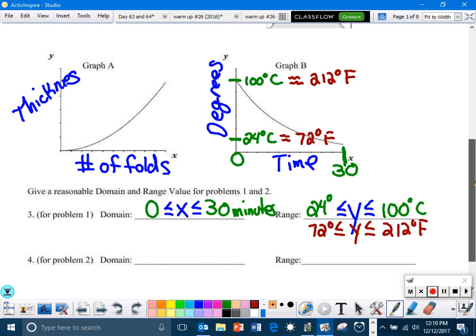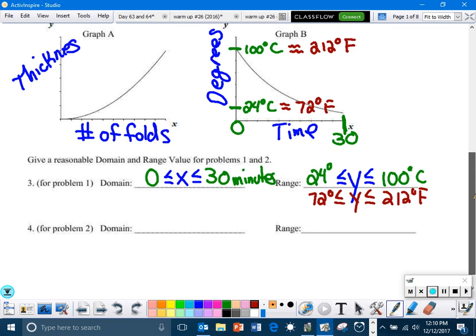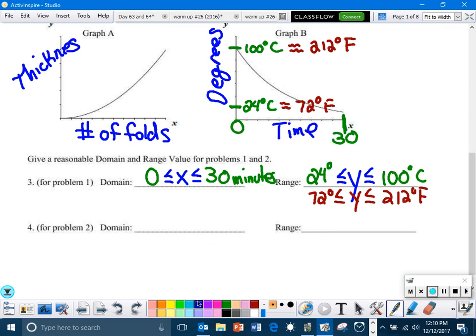Okay, the next one, this is for folding the piece of paper. So again, X for the domain is in the middle, and the range Y is in the middle. So number of folds. I don't know if you've ever tried it, but you can only fold a piece of paper so many times. Okay? The best I could do was 6 folds. So 0 to 6. Okay? I could only fold it in half 6 times, and then I couldn't fold it anymore.